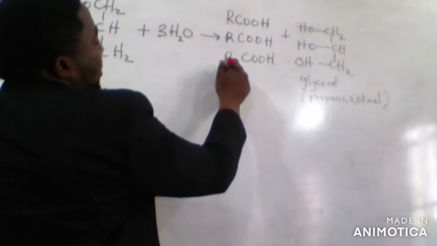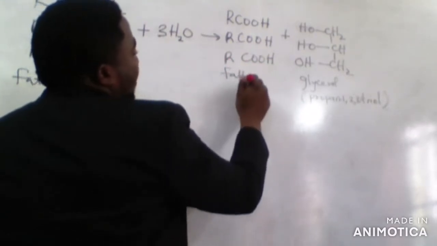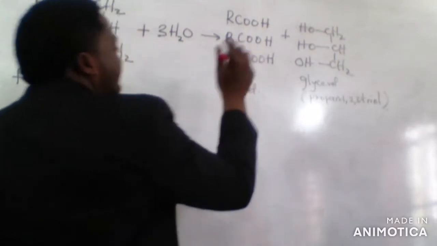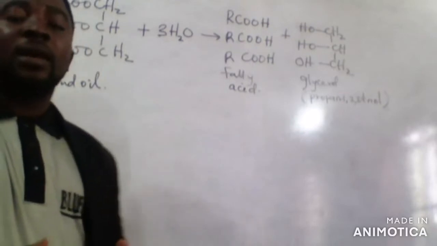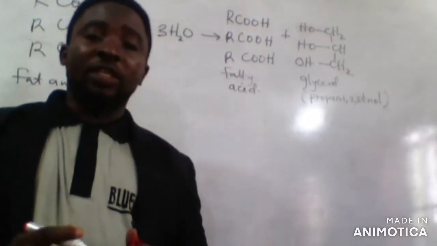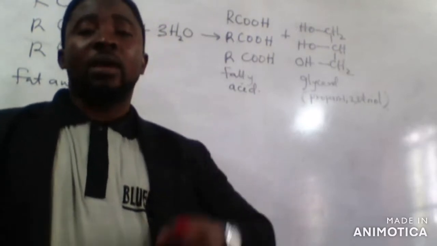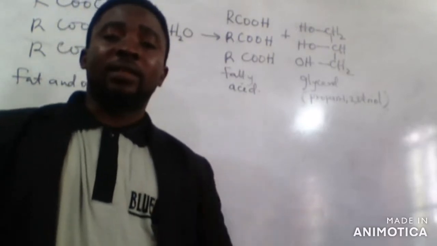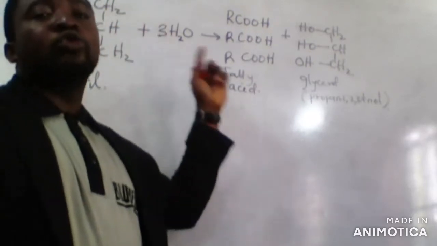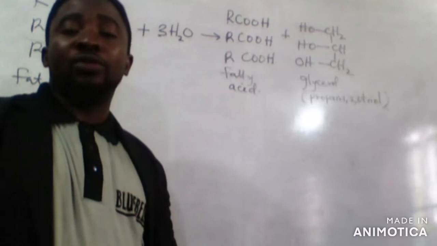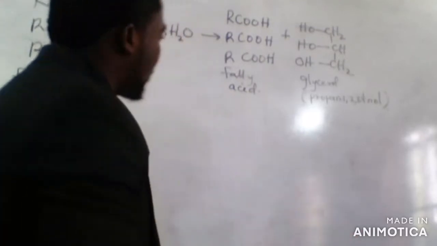So this is my fatty acid. Whenever you hydrolyze fats and oils by dissolving them in water, they will decompose to give the constituent fatty acid and glycerol. Now, assuming that I don't want to use water to hydrolyze, I want to use caustic alkali like sodium hydroxide. Let us see what I'm going to produce.